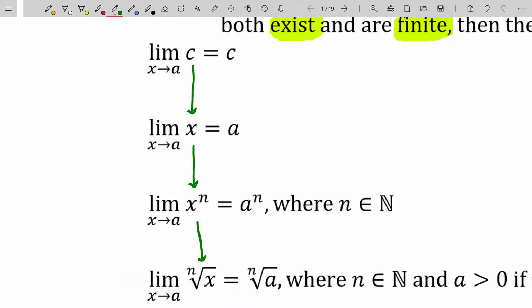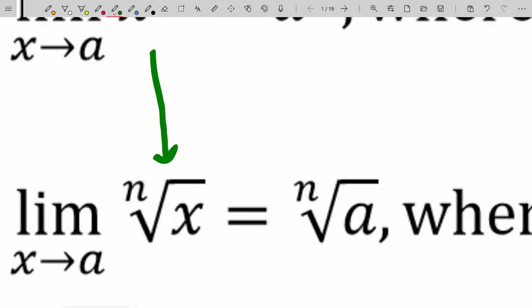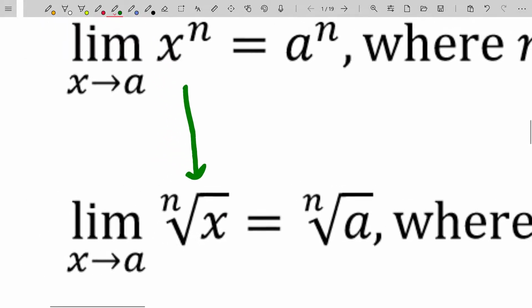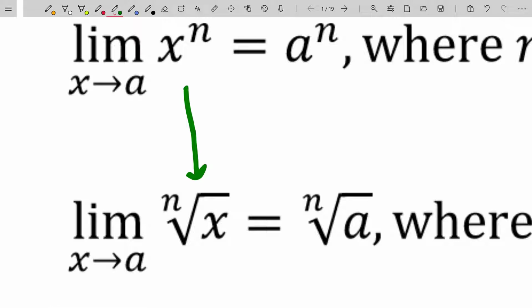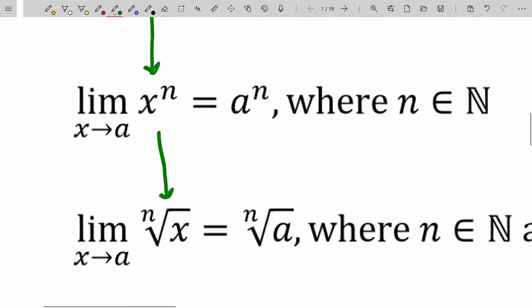The limit as x approaches a of the nth root of x, and there is a condition on n there as well, is going to be the nth root of a. So far it looks like you could just plug a in for x, but that's not always true, so please do not believe that. The condition on n is that n is a natural number.